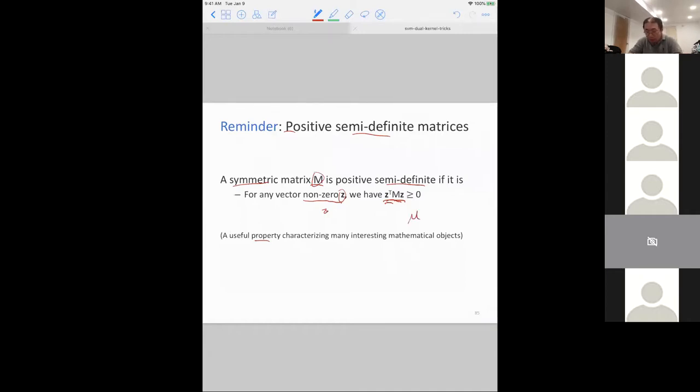And usually, for simplicity, people write it like this. It looks like bigger than or less than, but it's not a real bigger than or less than. It just means that this matrix M is positive semi-definite. Okay?